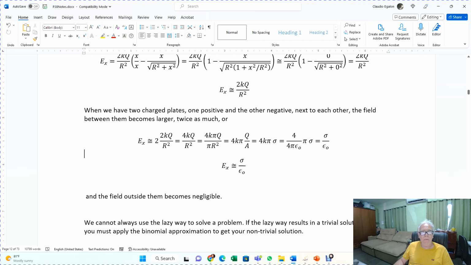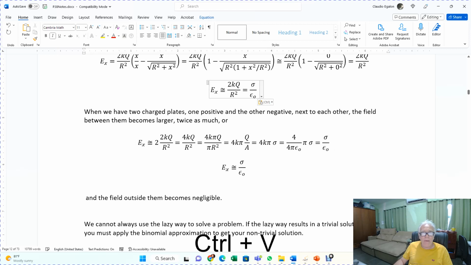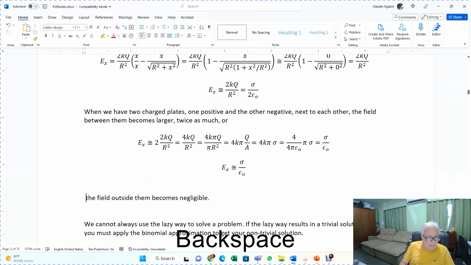So having told you that, what you see right in here is going to be what? It's going to be half of what you got in the other one with two plates. So if for two plates, one positive and the other negative, you get sigma over epsilon naught, for a single plate the field is going to be uniform as well, but it's going to be half the strength that you got there. The field outside the plate is negligible.